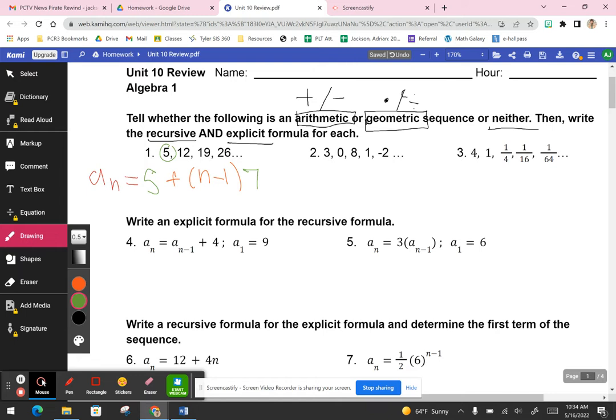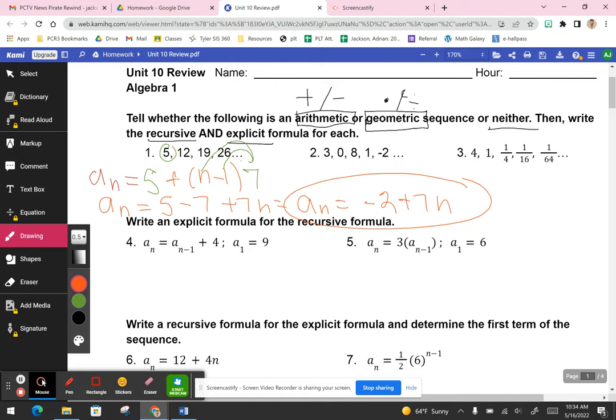Now we're almost done with this one, but you do have to distribute that 7 to the minus 1 and to the n. So then when you do that, you get AN equals, and you're going to have 5, and then you're going to have that minus 7 there, and then plus 7n. And then 5 minus 7 is negative 2. So your final answer is AN equals negative 2 plus 7n. And that would be the answer for the explicit formula for the first one. I'm going to erase all this and do the other one.